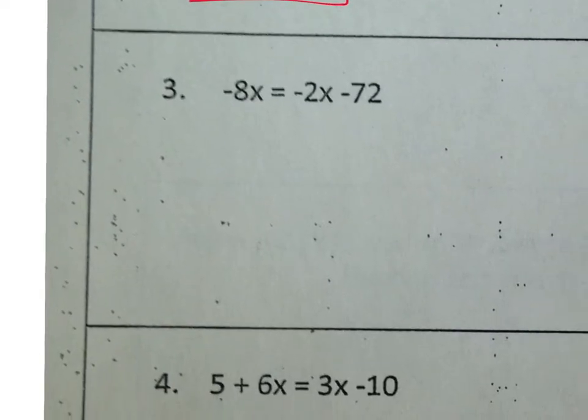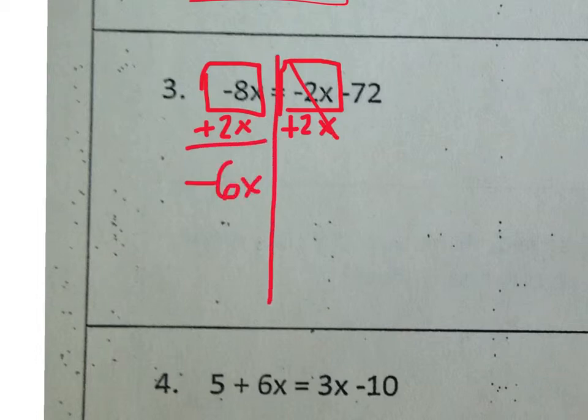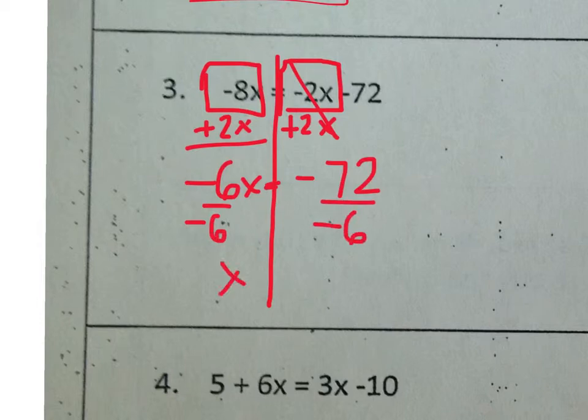Okay, in this problem, same thing. X's are on both sides, so I have to bring one over. I'm going to take this one and bring it over here. To do that, I'm going to add 2x, excuse me, to both sides. These are going to cancel. I'm going to be left with negative 6x equals negative 72. Okay, nice one-step equation now. I'm going to divide both sides by negative 6, not add, divide both sides by negative 6, and I'm left with x, because these cancel, equals, and that's positive because the negatives cancel, 12.